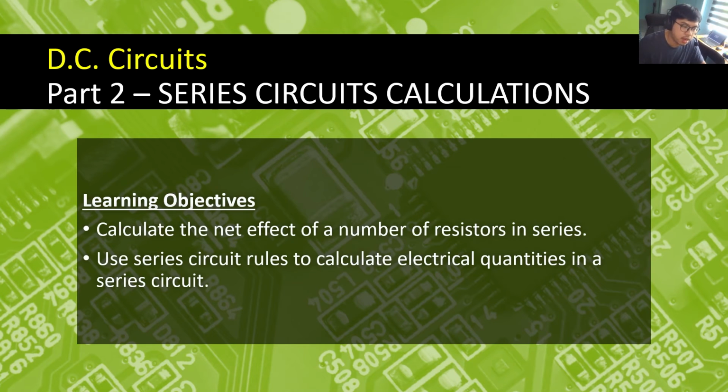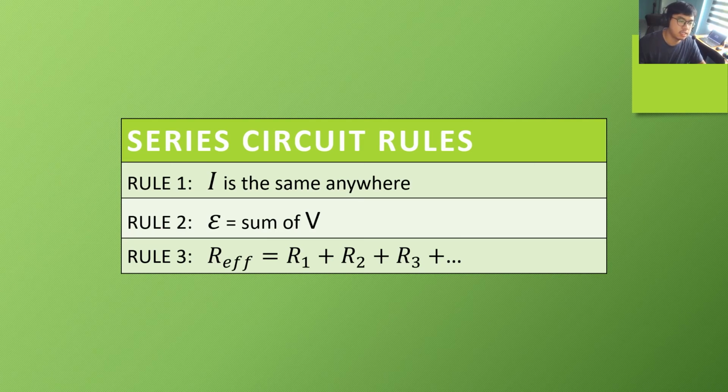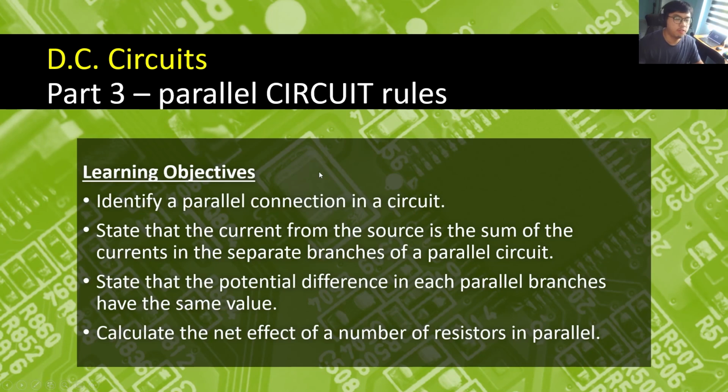Right, so to summarize, in this video lesson, we looked at the third circuit rule, which is the rule for the resistance. And it says that if you have more than one resistor, what you can do is you can add them up together, and that will give you the total resistance. These are the three circuit rules. Make sure you remember them when you are doing series circuit rule calculations or problems. For part 3, which is the next video lesson, we're going to look at parallel circuit rules.